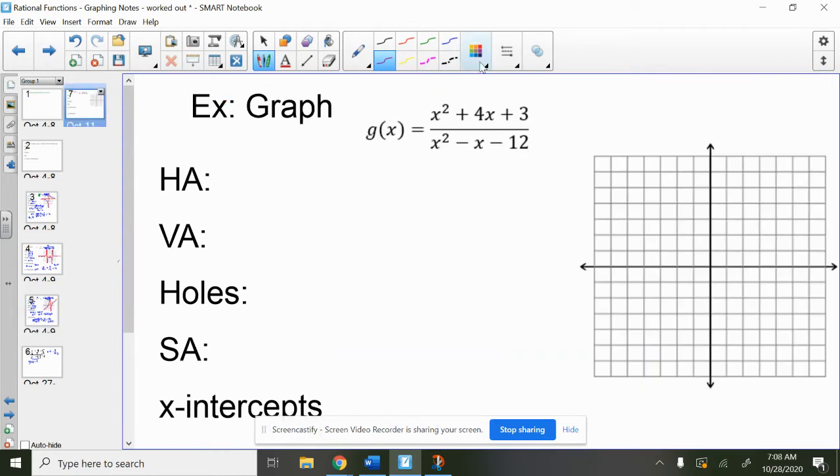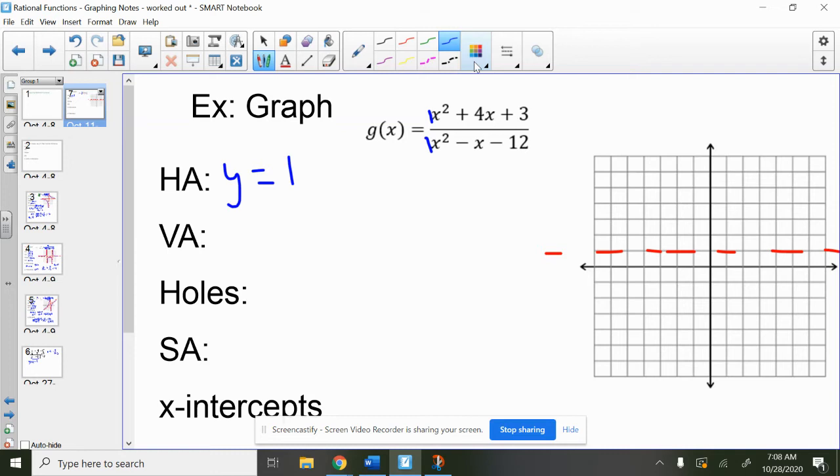All right, let's do one more. Same situation, we're going to find our horizontal asymptote. The degree of the top is 2, the degree of the bottom is 1. These are leading coefficients of 1, so it's 1/1. So my horizontal asymptote is 1. And then that'll be looking like this.